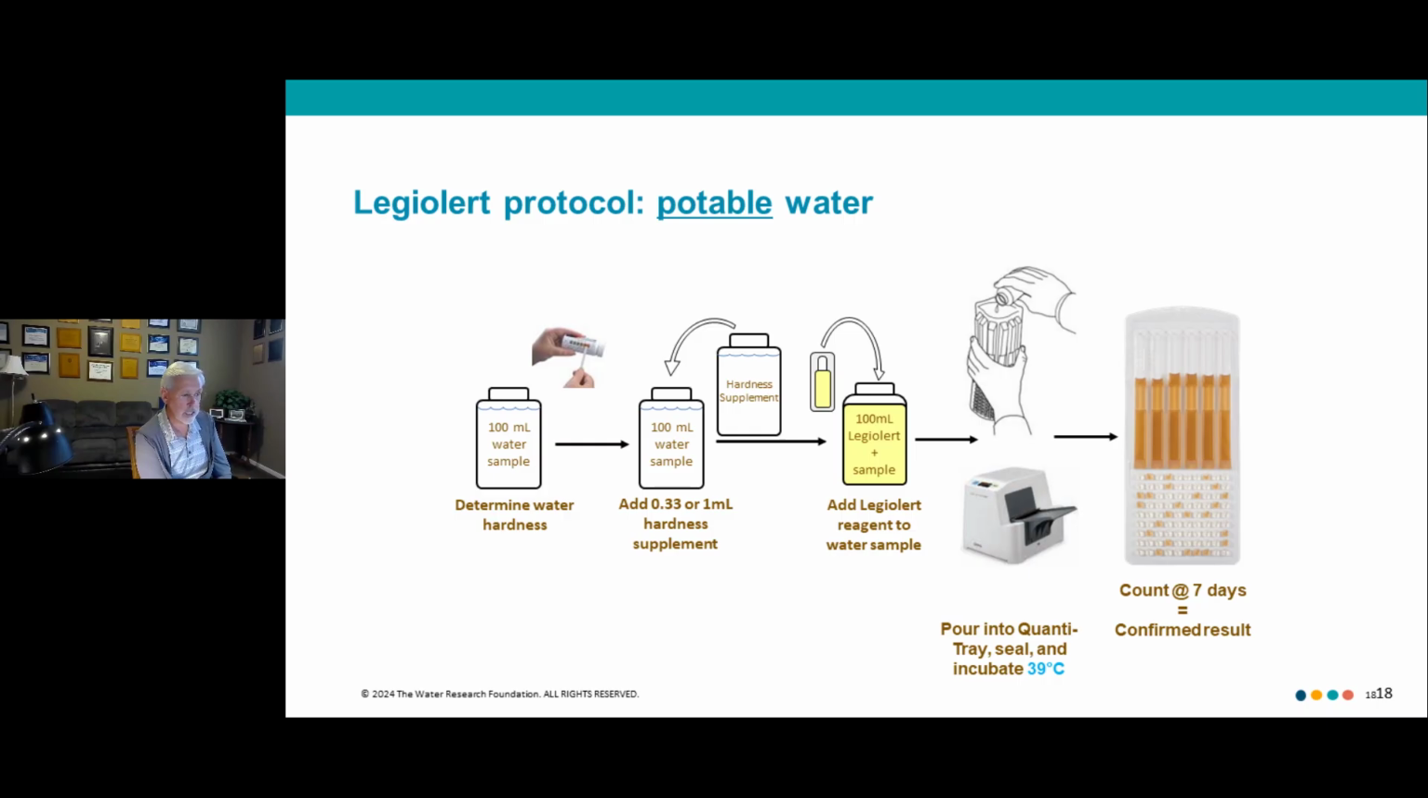The way the sample collection is done, the utilities collect the sample. They have to check and adjust the hardness if necessary. Then they add the secret sauce, pour it into this tray, put it in a fancy sealer, and then incubate it at 39 degrees. To get the utilities up to speed, they had to have the sealer and a separate incubator from their routine total coliform analysis. But by and large, this was something they could easily do, and so we accommodated that.